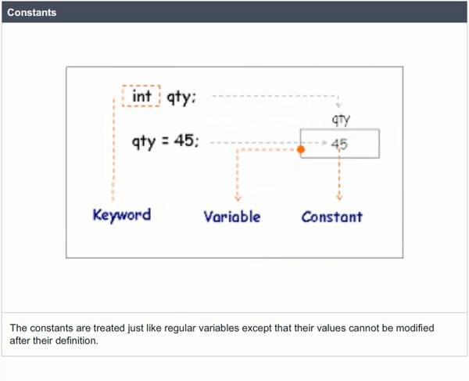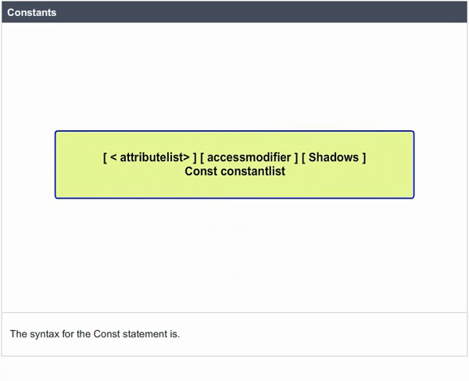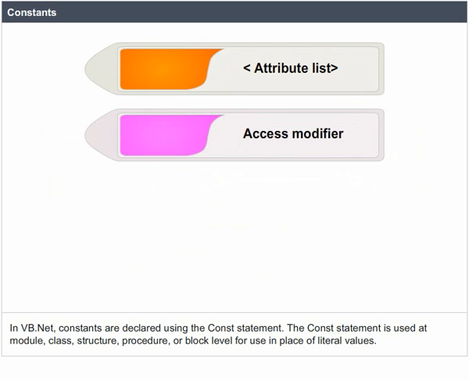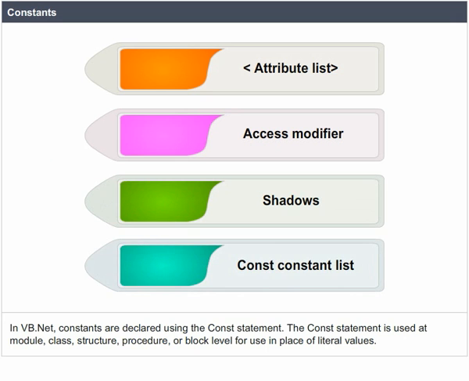Constants are treated just like regular variables except that the values cannot be modified after the definition. The syntax for the constant statement is: in VB.NET, constants are declared using the Const statement. The Const statement is used at module, class, structure, procedure, or block level for use in place of literal values.